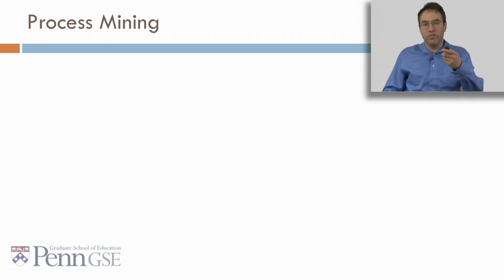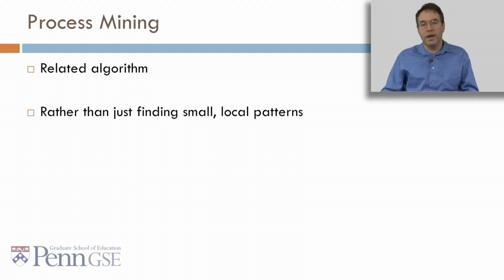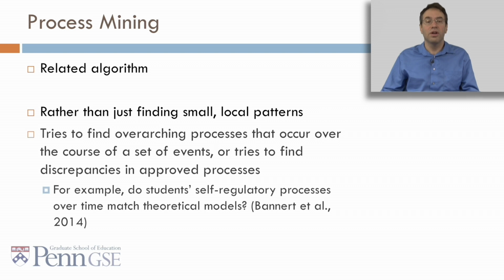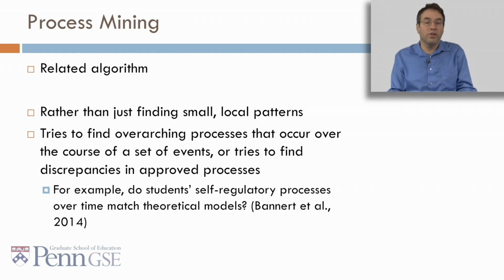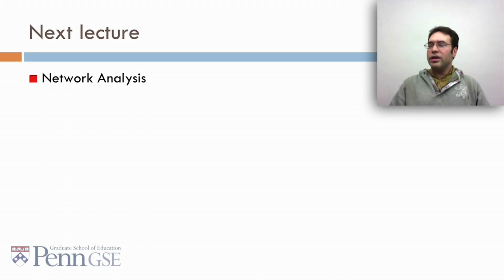It's worth mentioning briefly, by the way, process mining, which is an algorithm related to this. In process mining, rather than just finding small local patterns, like we've talked about in this lecture, it tries to find overarching processes that occur over the course of a set of events, or it tries to find discrepancies in approved processes. So for example, do students' self-regulatory processes over time match the theoretical models of self-regulated learning? So that's it for sequential pattern mining.